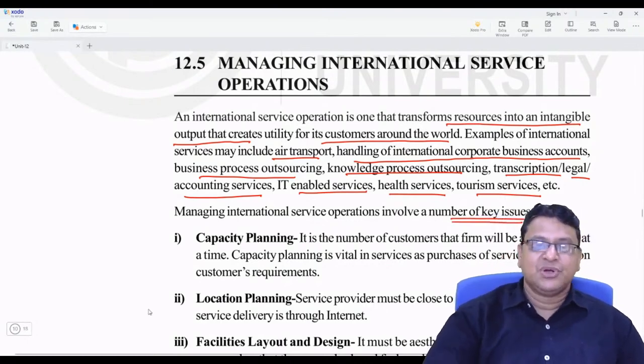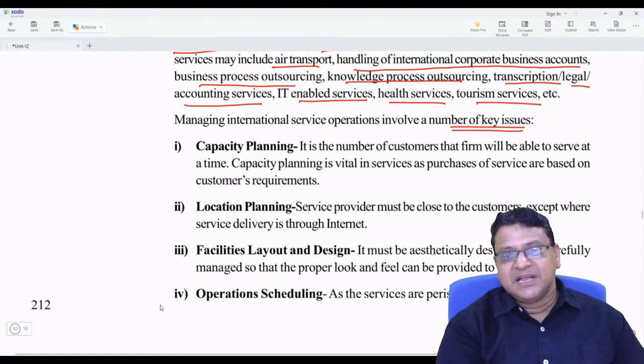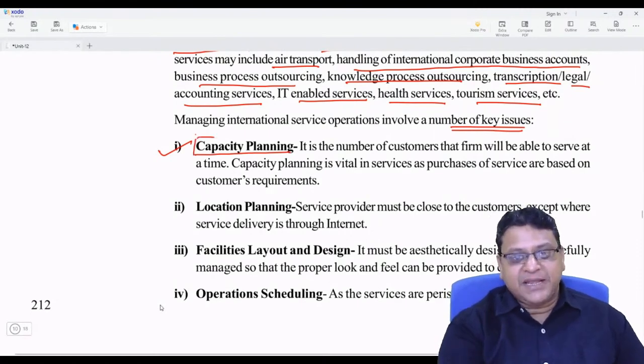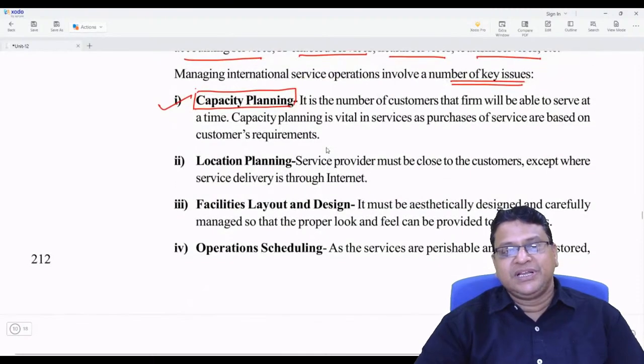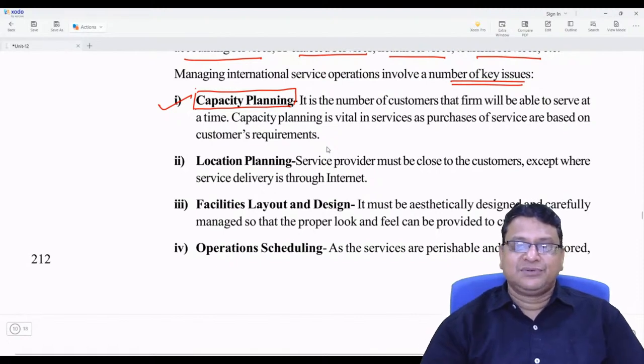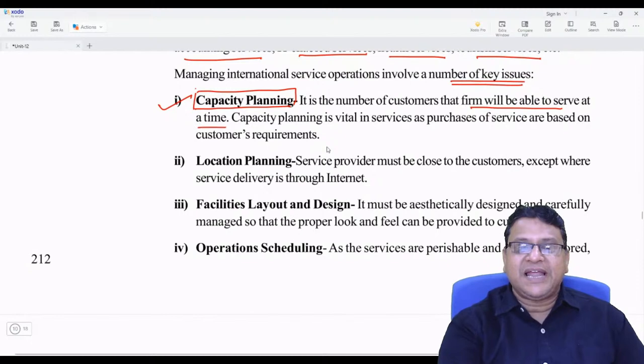The following issues must be addressed while managing international services. What are the issues? First one is capacity planning. What is capacity planning? Capacity means how many persons you can serve at a time. That is known as capacity planning. It is one of the major issues in international service operation planning.